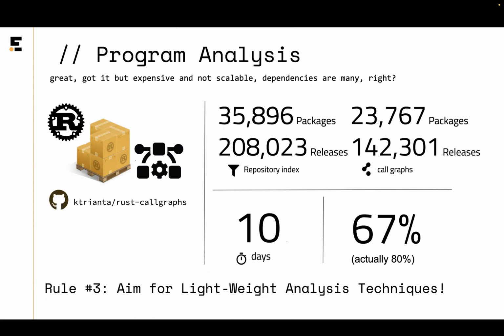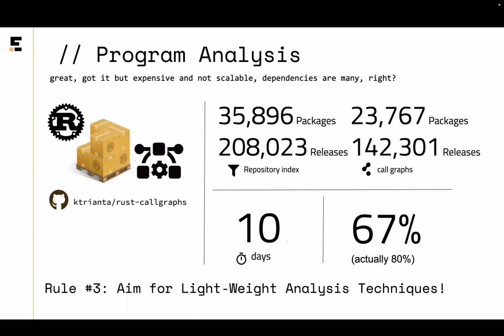In order to make this work for dependencies, we need to aim for lightweight analysis techniques in general. You're seeing some numbers here from one of my research projects, where we tried to build a call graph for every single Rust project. We had almost 36,000 packages, with 280K releases. In reality, we were able to build around 142K call graphs.